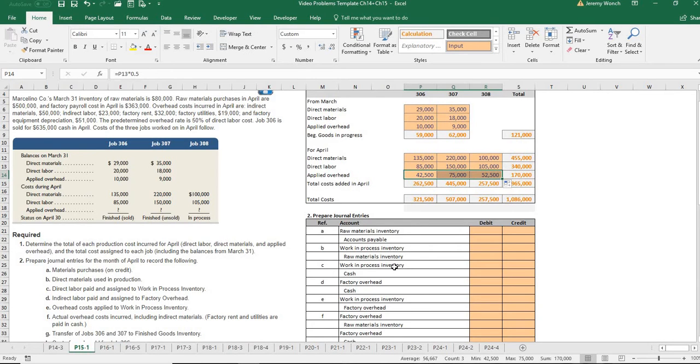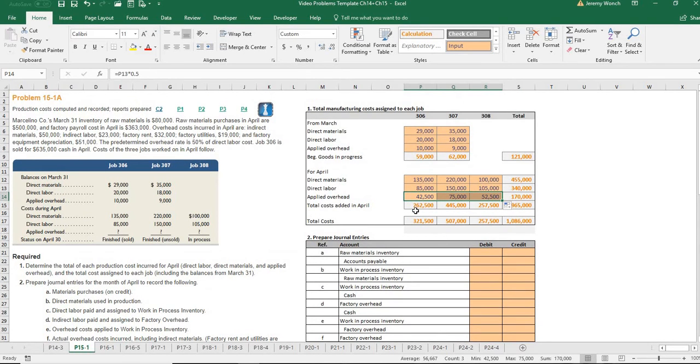But at least for part one, we're done. So we actually figured out our total cost of each one of these products as of the end of April, and they are down here. Jobs 306, 307 we finished. That's the total cost of the job. 308 is not finished. We'll probably finish that one up next month. So that's going to flow over into our beginning balance when we do our May job sheet.